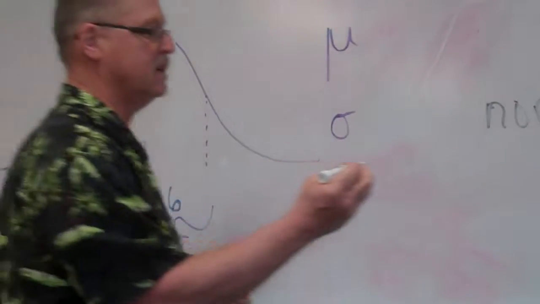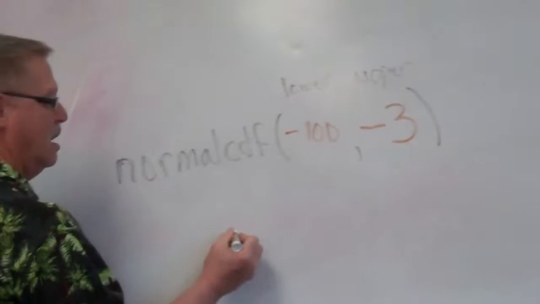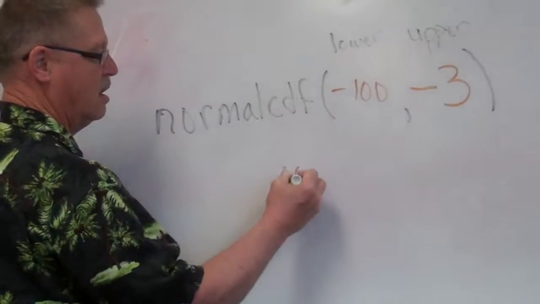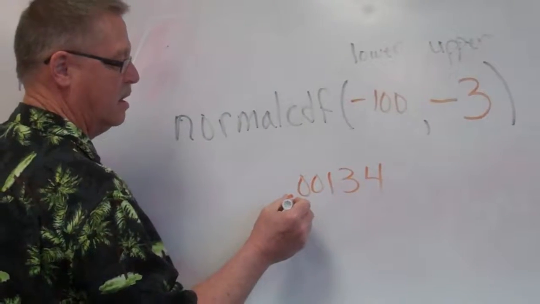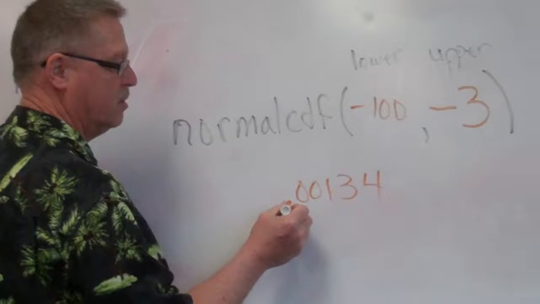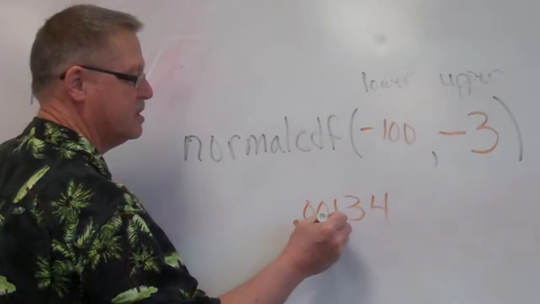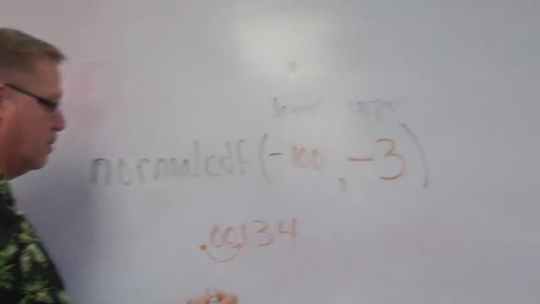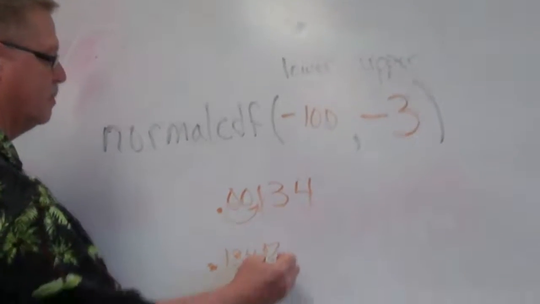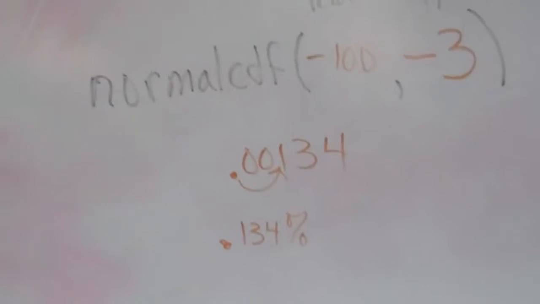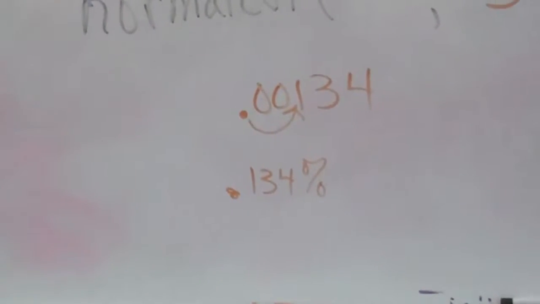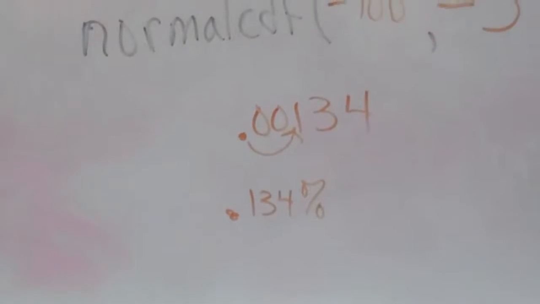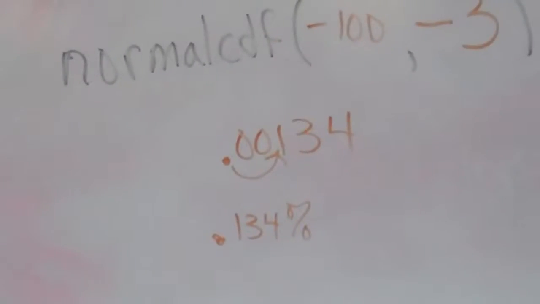And what answer did I get there, Eric? 0.00134 and a bunch of other stuff. All right. So that, I could go like this and make it a 0.134% if I wanted to. So yours can probably take this and this then.